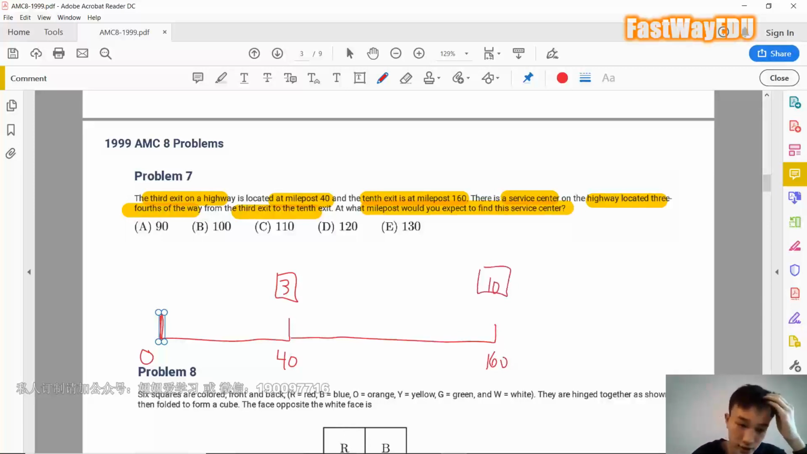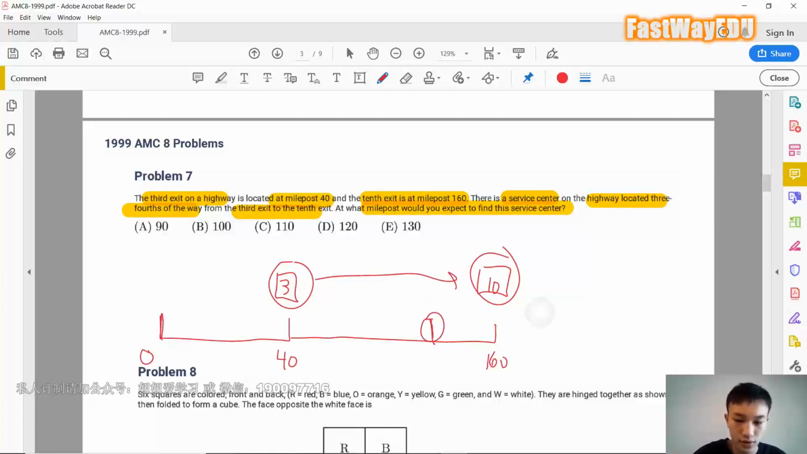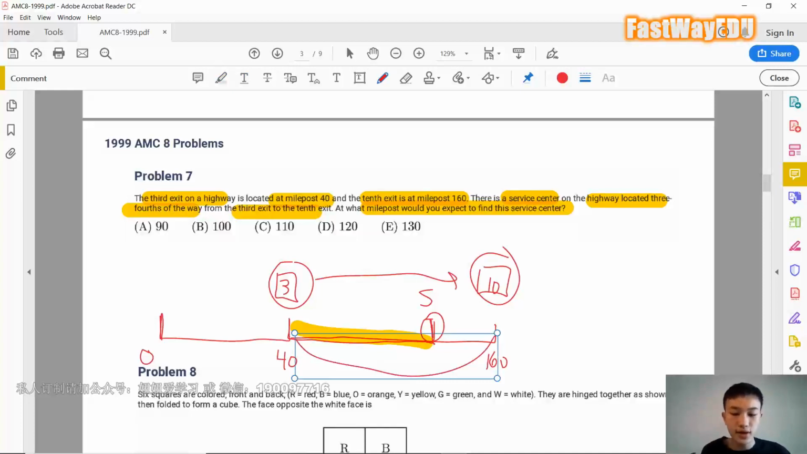Now we know there's a service center located 3/4 of the way from the third exit to the 10th exit. So we know that 3/4 of the way is around right here. So the exit is somewhere right here. I mean the service center, sorry. So the service center, this part, let me highlight that, this part is 3/4 of the whole thing, right? Because we're 3/4 of the way from the third exit to the 10th exit.